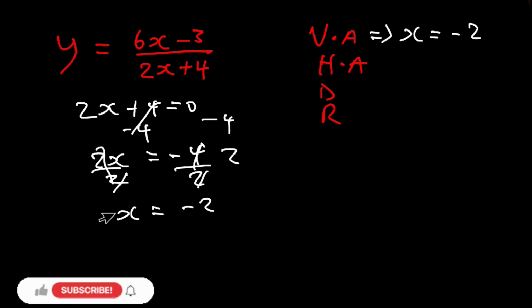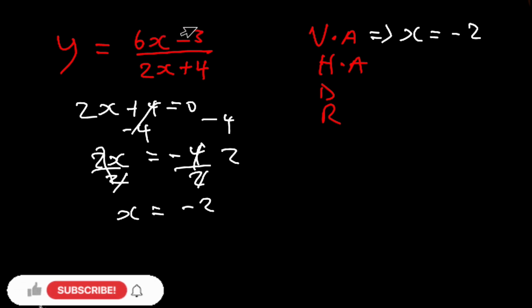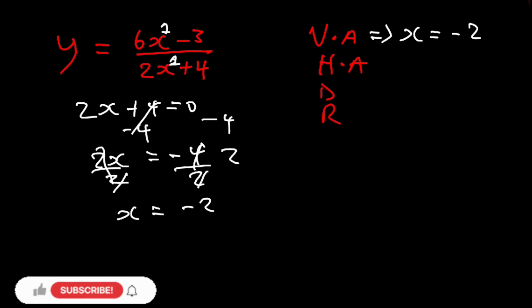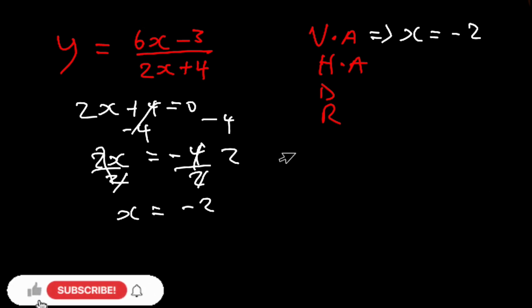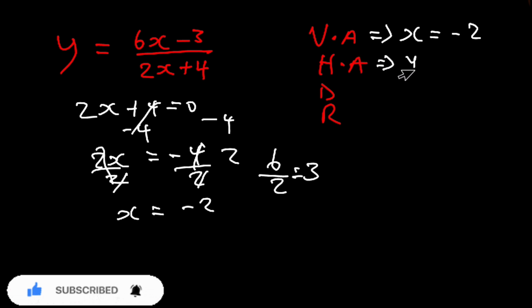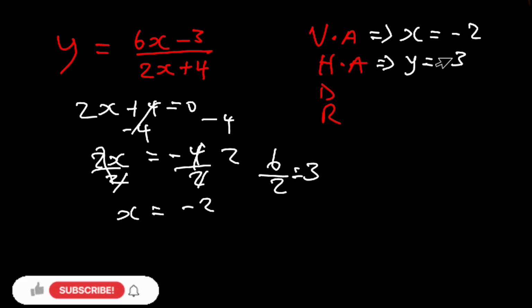So the vertical asymptote of this function is at the point where x is equal to -2. Now let's find the horizontal asymptote. If you look at this function, you see that the degree of the numerator and the denominator are the same. If they are the same, you just focus on the coefficients. In this case, the coefficients are 6/2. So the horizontal asymptote is equal to 6 divided by 2, which is 3. Alright, so we now see that 3 is the horizontal asymptote.